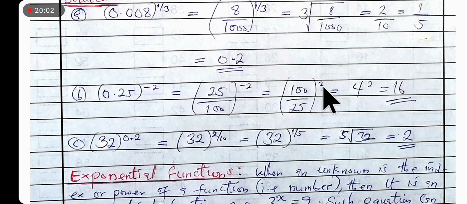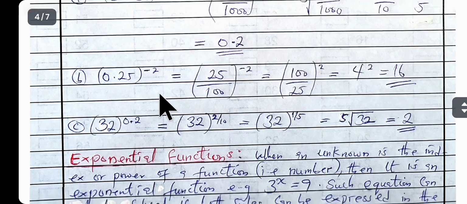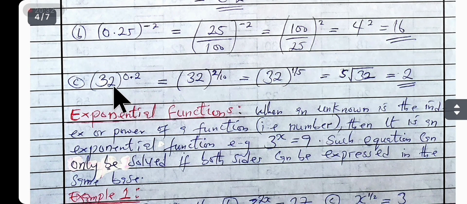So now what you are going to have is squared. After you remove this minus, the minus has changed the position of the values. So the remaining thing now is 100 squared all over 25 squared. But before then, 100 divided by 25 is 4. So 4 squared is 16. So 0.25 raised to the power minus 2 will give us 16. So we have 32 raised to the power of a decimal, raised to the power 0.2.